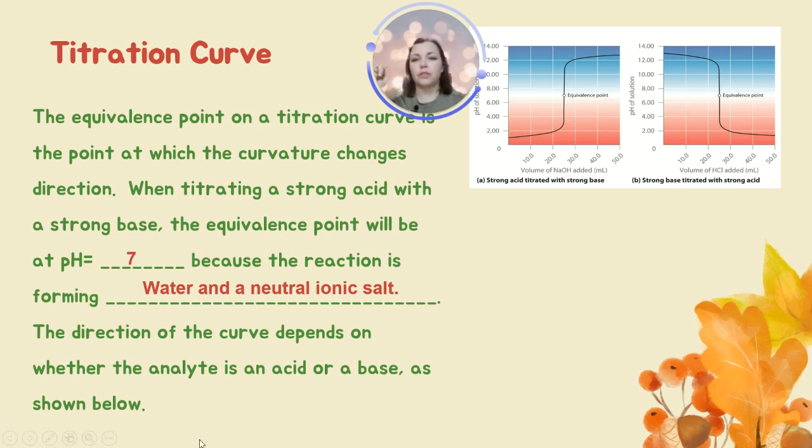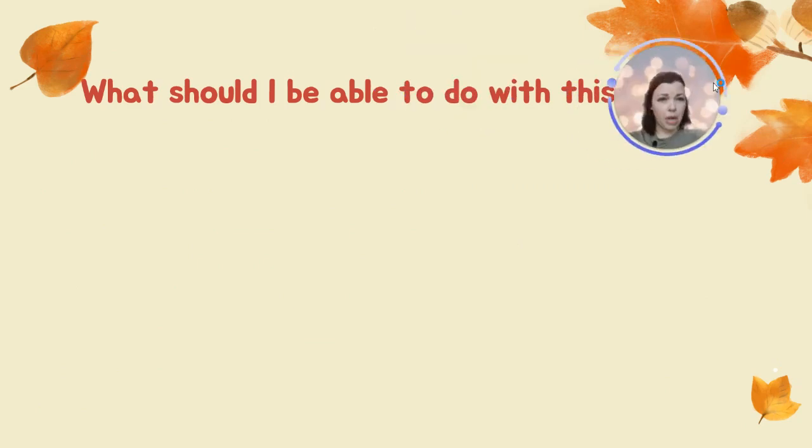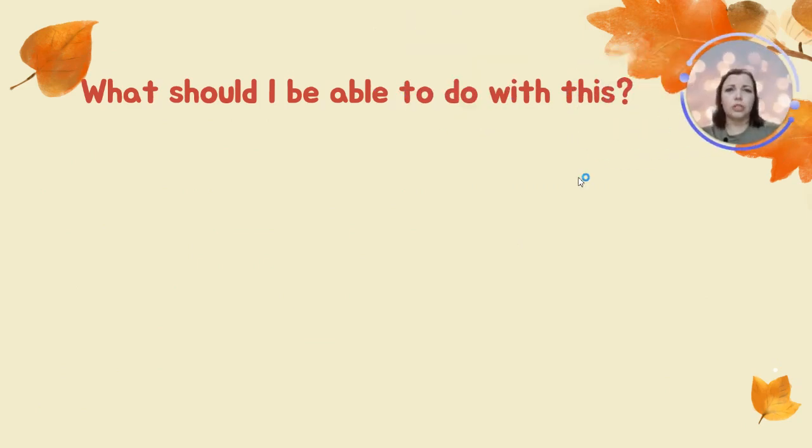The direction of the curve depends on whether the analyte is an acid or a base, and you can see that. So if it's an acid, we would expect our pH to rise as we add base. And then if your analyte is a base, then we would see our pH fall as we add acid. So then that's it about titrations for now. We're going to talk much more about titrations when we get into Unit 8, which is about acids and bases, and also when we get into Unit 9 when we talk more about redox reactions.